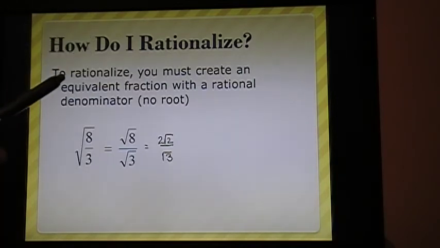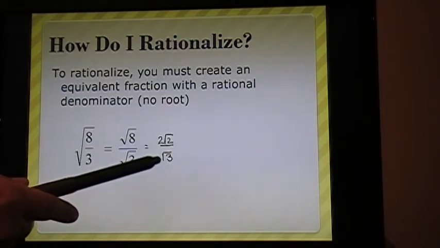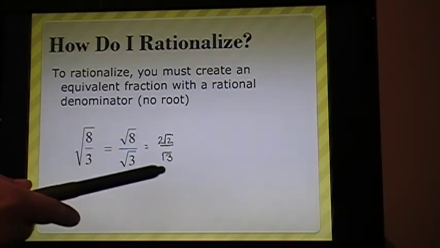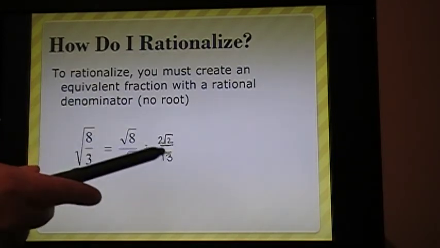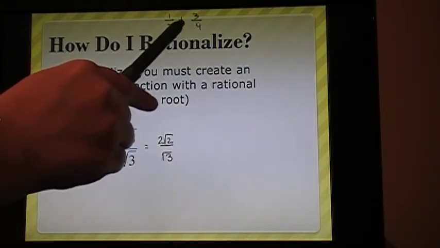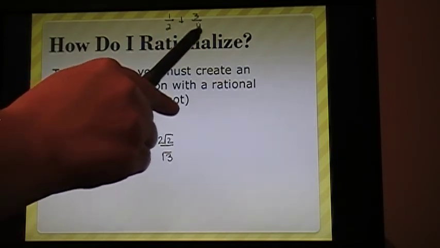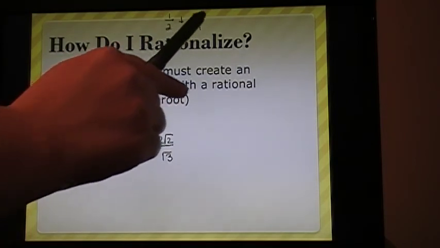When you are rationalizing, you have to write an equivalent fraction. It can't change its value. So it has to be an equivalent fraction that does have a rational denominator. Go back to what you know about fractions. Think about if I ask you to add 1/2 plus 3/4. To be able to add 1/2 and 3/4, you have to have a common denominator. And that would be 4.